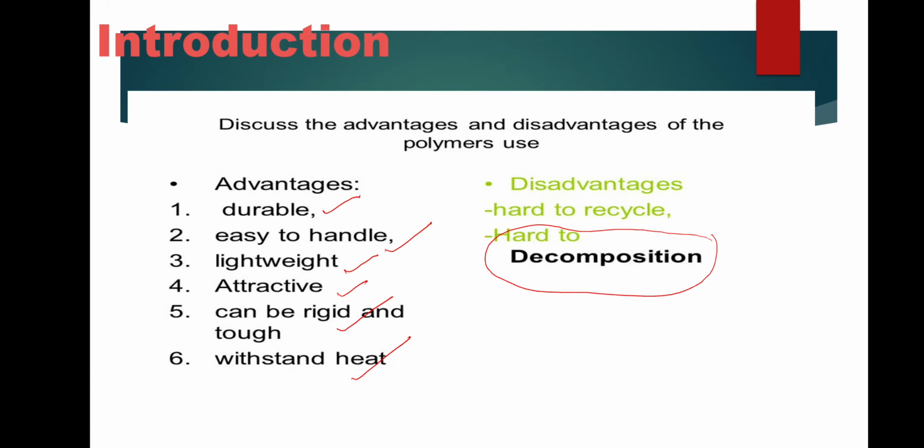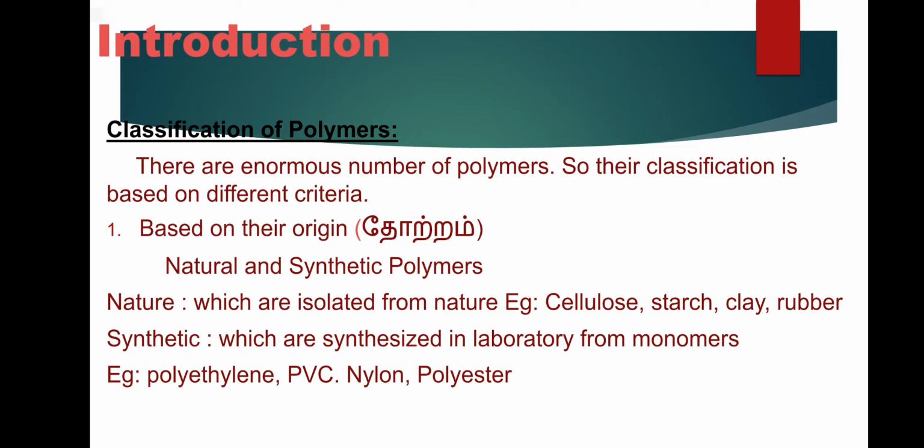So when you come to classification, we cannot classify based on one criterion. There are lots of classifications based on different properties of the polymer. So we will see some, that is, five classifications. First, based on their origin. Origin means how we isolate them. If they are isolated from nature, we call them natural polymers. Examples: cellulose, starch, clay, rubber.